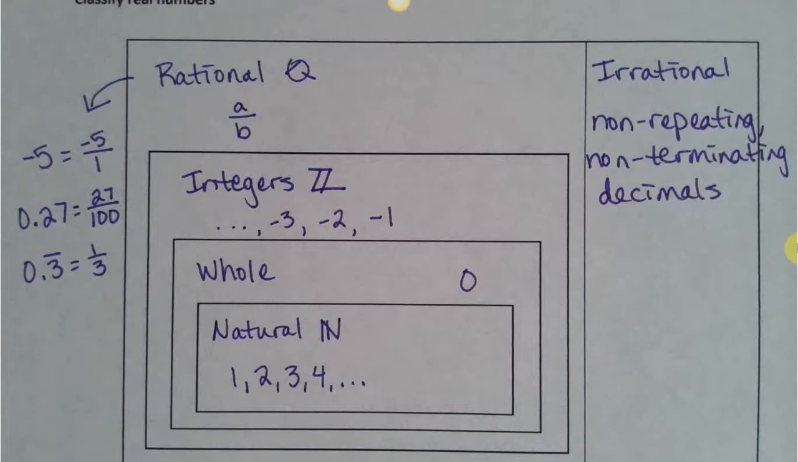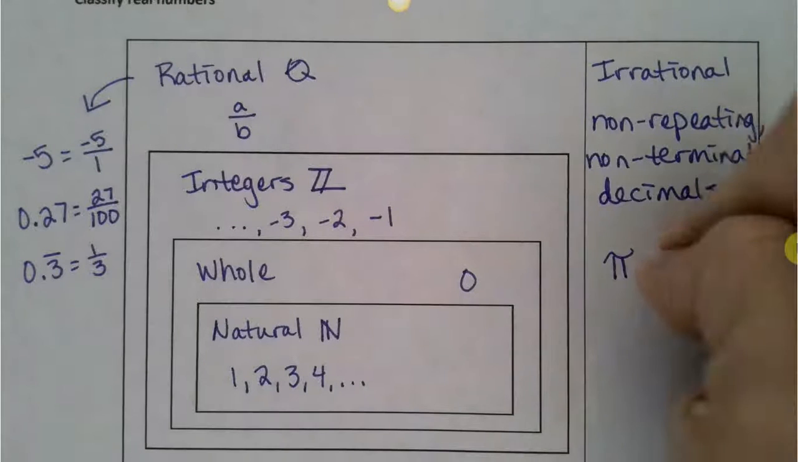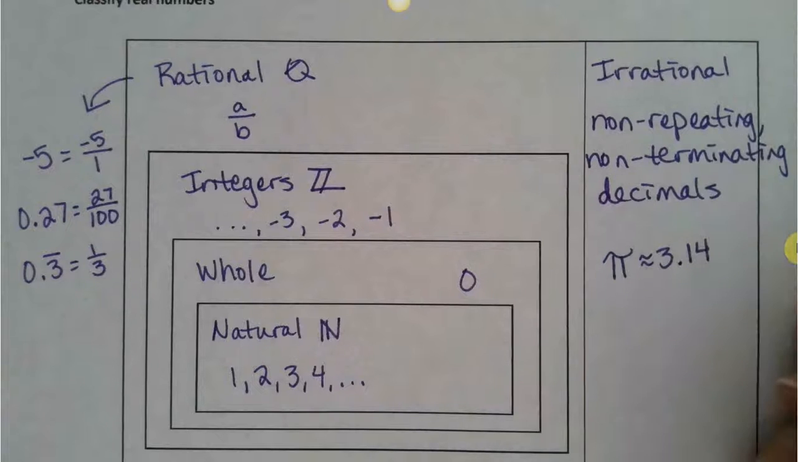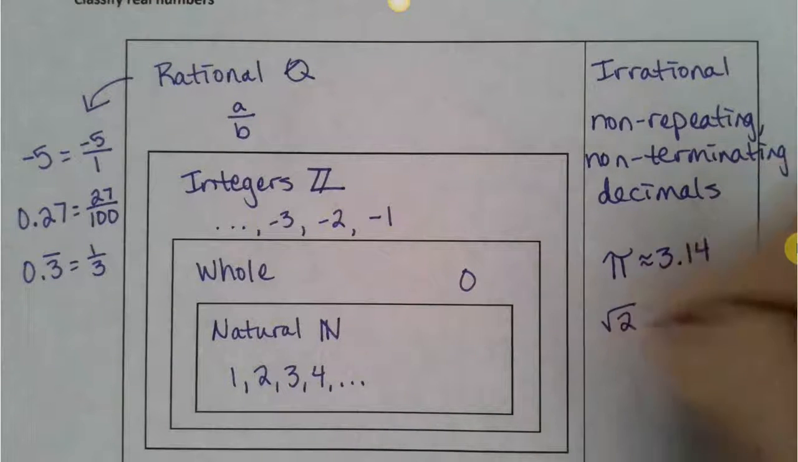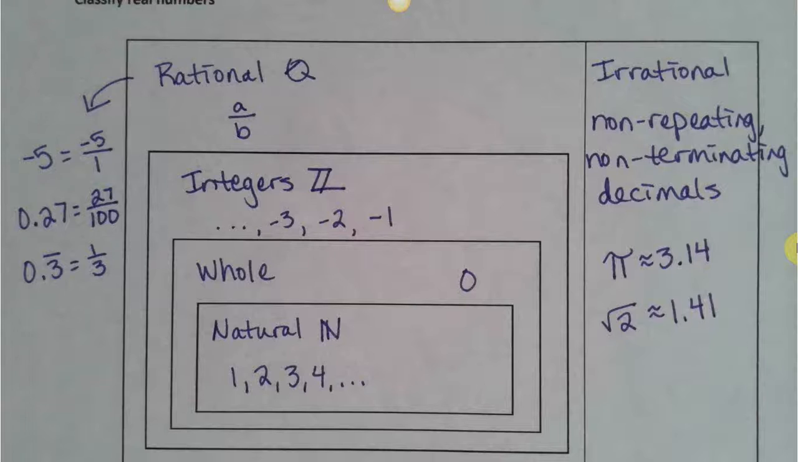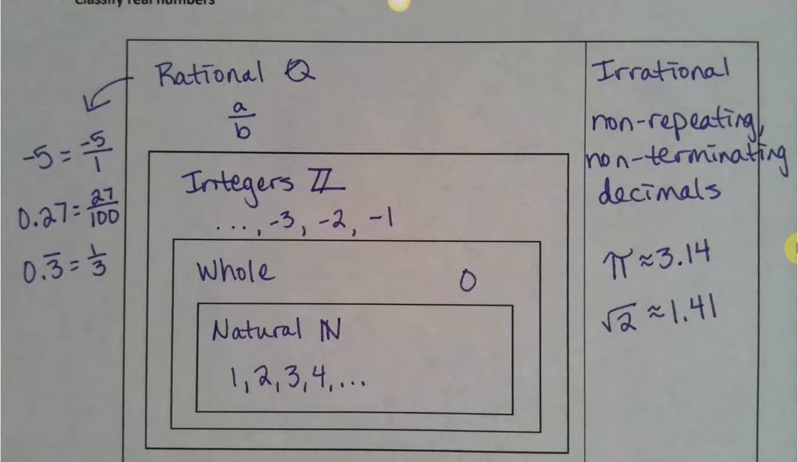A common example of an irrational number is pi. We usually approximate pi as 3.14, but it actually keeps on going forever without repeating, which makes it an irrational number. Another example would be the square root of 2. This is approximately 1.41, but again, it actually keeps on going forever without repeating, which means it is irrational. In fact, the square root of any number that's not a perfect square would give us an example of an irrational number.